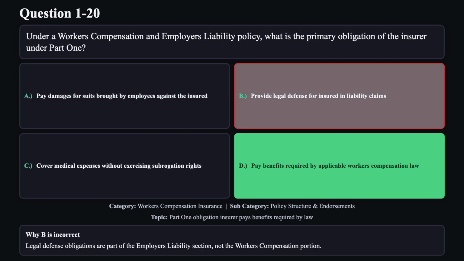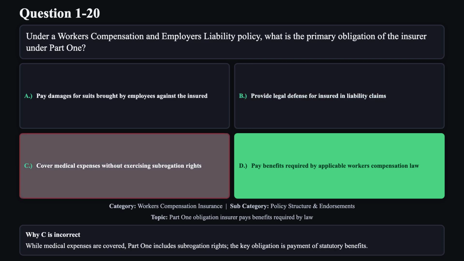Reason B is not correct. Legal defense obligations are part of the employer's liability section, not the workers' compensation portion. Reason C is not correct. While medical expenses are covered, Part 1 includes subrogation rights. The key obligation is payment of statutory benefits.